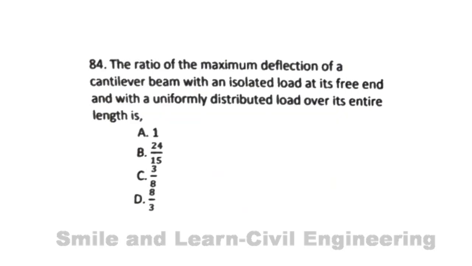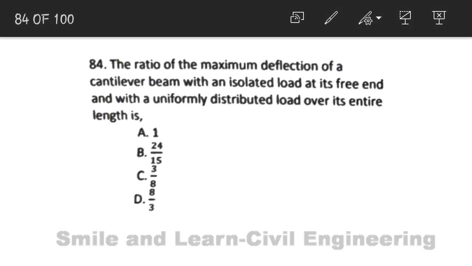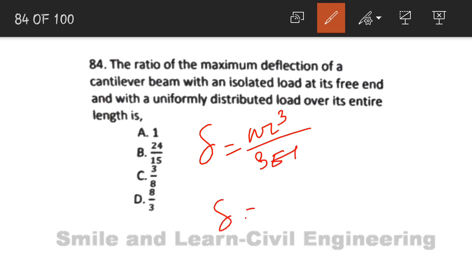Next question, ratio of maximum deflection of a cantilever beam with isolated load. Cantilever with isolated load, formula is WL cube by 3EI, and with UDL the formula will be WL cube by 8EI. So ratio, we will get 8 by 3, option D.